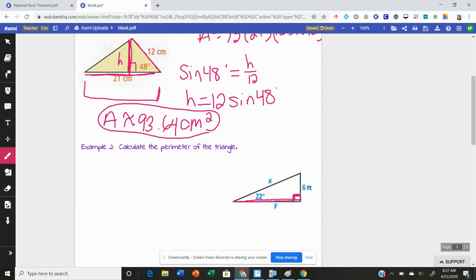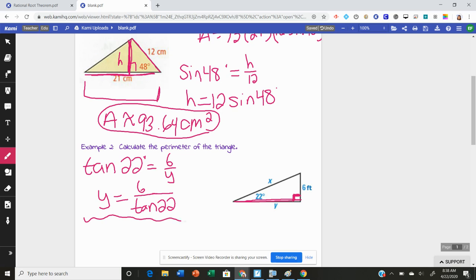Remember, solve for y first. That looks like it's going to be a tangent ratio. So the tangent of 22 degrees is going to be opposite over adjacent. So that means that y is going to actually be equal to 6 over the tangent of 22. Again, I'm leaving my answers as precise as possible. I'm trying to avoid getting those decimal round off errors as much as possible.